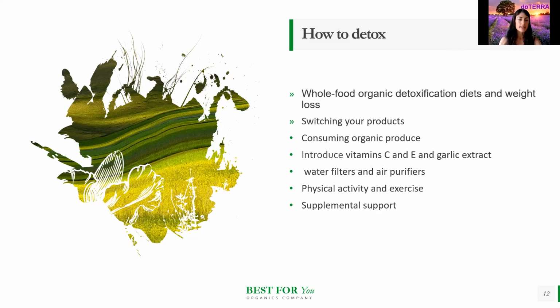So, as in your farm produce and stuff like that. Introduce vitamin C and E and garlic extract into your diet. Studies show that vitamin C, E, and garlic extract can help remove various toxins, primarily lead, from the body. Garlic actually decreases the absorption of toxins in the bones and soft tissues. Vitamin C and E were found to reduce oxidative damage due to their antioxidant properties, allowing the body to recover from lead and toxin-induced injury.